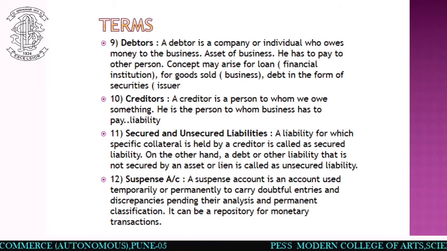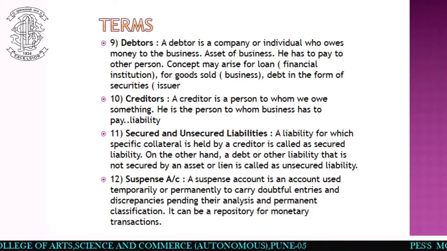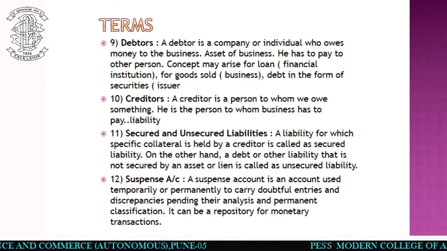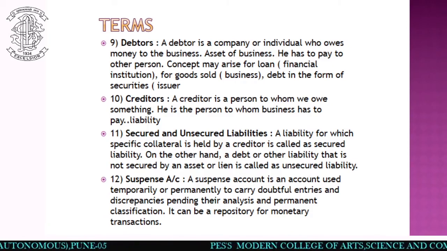Now the next concept is debtors. Many times we use this particular concept, but we don't understand exactly what this debtors concept is. Who are debtors? You have to again think from the viewpoint of business. From the viewpoint of business, who are their debtors? Debtors are those persons from whom the amount is receivable for the business. They are called as the debtors of the business.